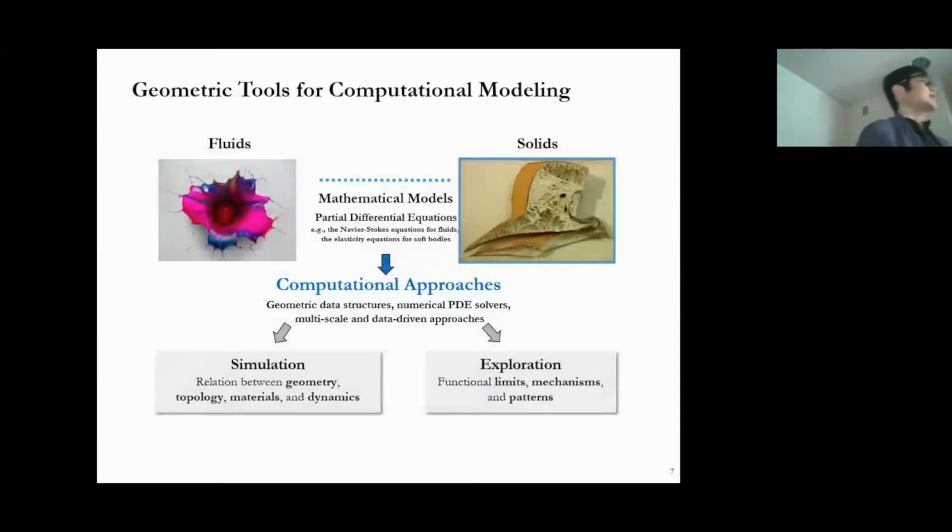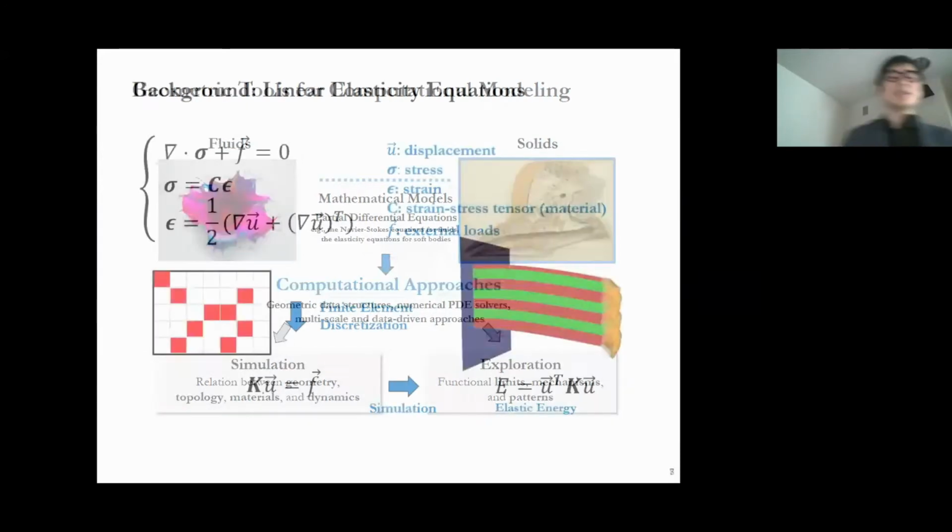So my goal is to use computers to investigate and to automatically design these different types of physical systems. They range from fluids to solids, and the bridge connecting them is computation. Basically, I want to build geometric data structures, numerical partial differential equation solvers, and multi-scale and data-driven approaches to create simulation and exploration approaches to study these physical systems.